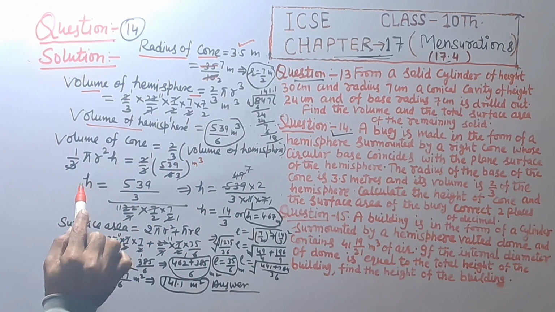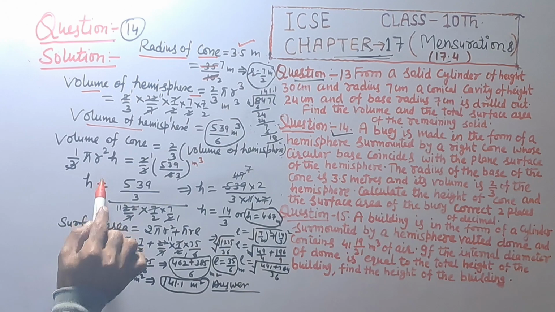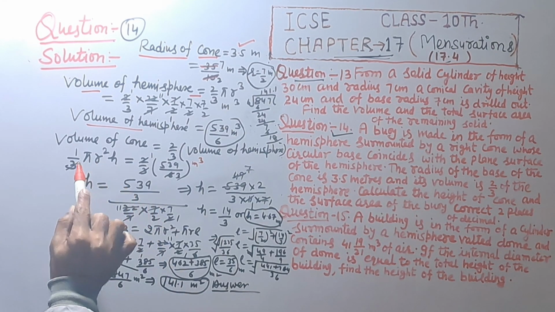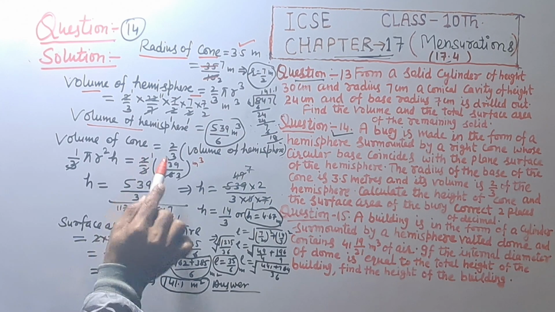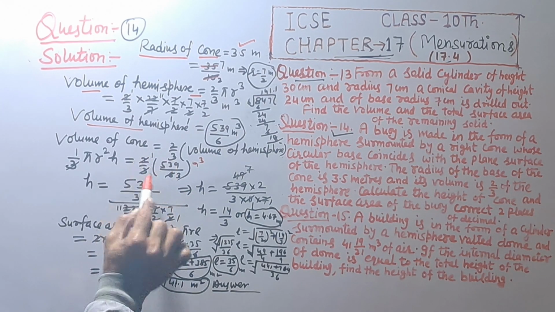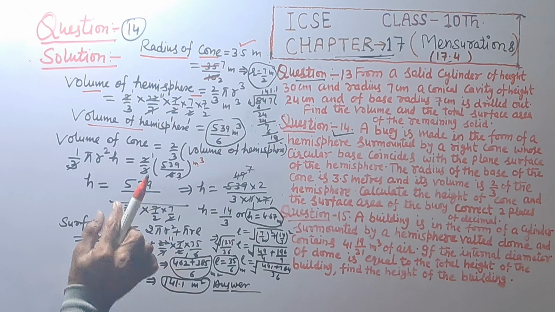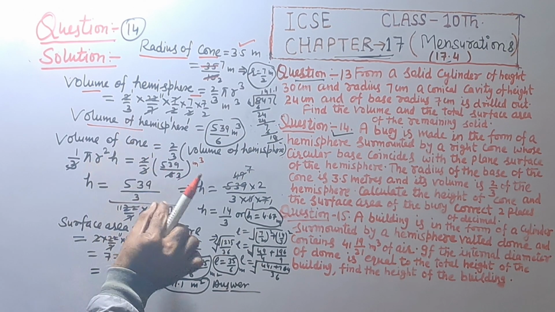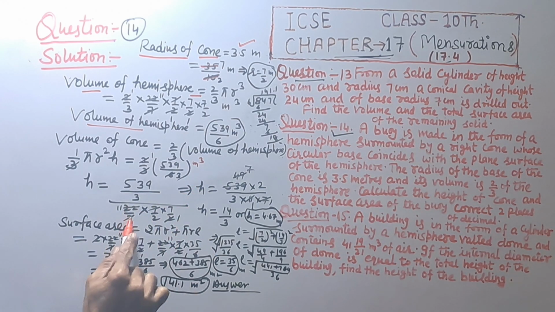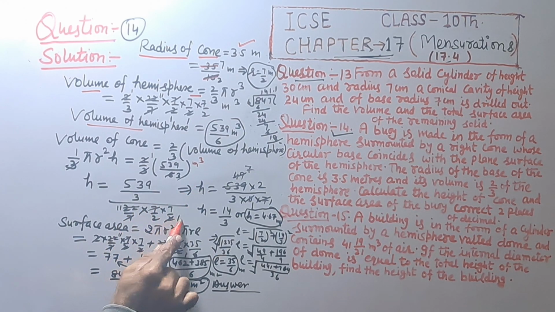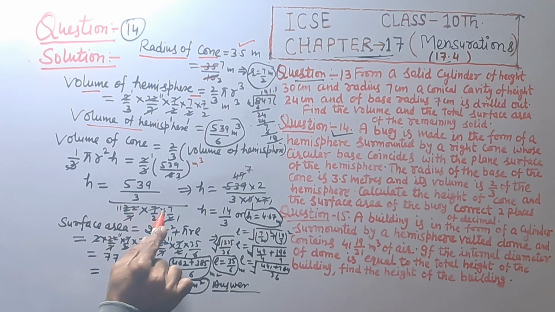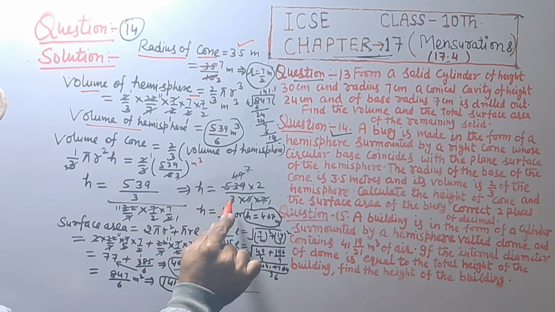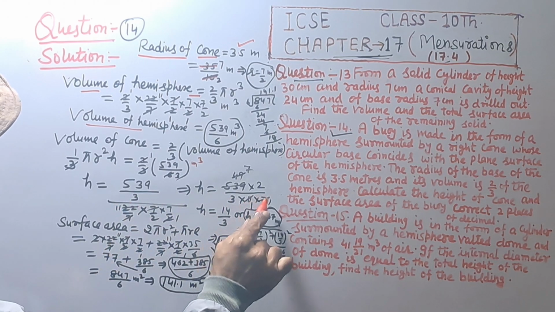So we find the height of the cone, that is divided by pi r square, and 3 is cancelled. 2 1s are 2, 2 3s are 6. 539 upon 3 divided by pi is 22 upon 7 into radius, which is 7 upon 2 into 7 upon 2. 7 7 is cancelled. 2 1s are 2, 11 2s are 22, and height is equal to 539 multiplied by 2 divided by 3 into 11 into 7.